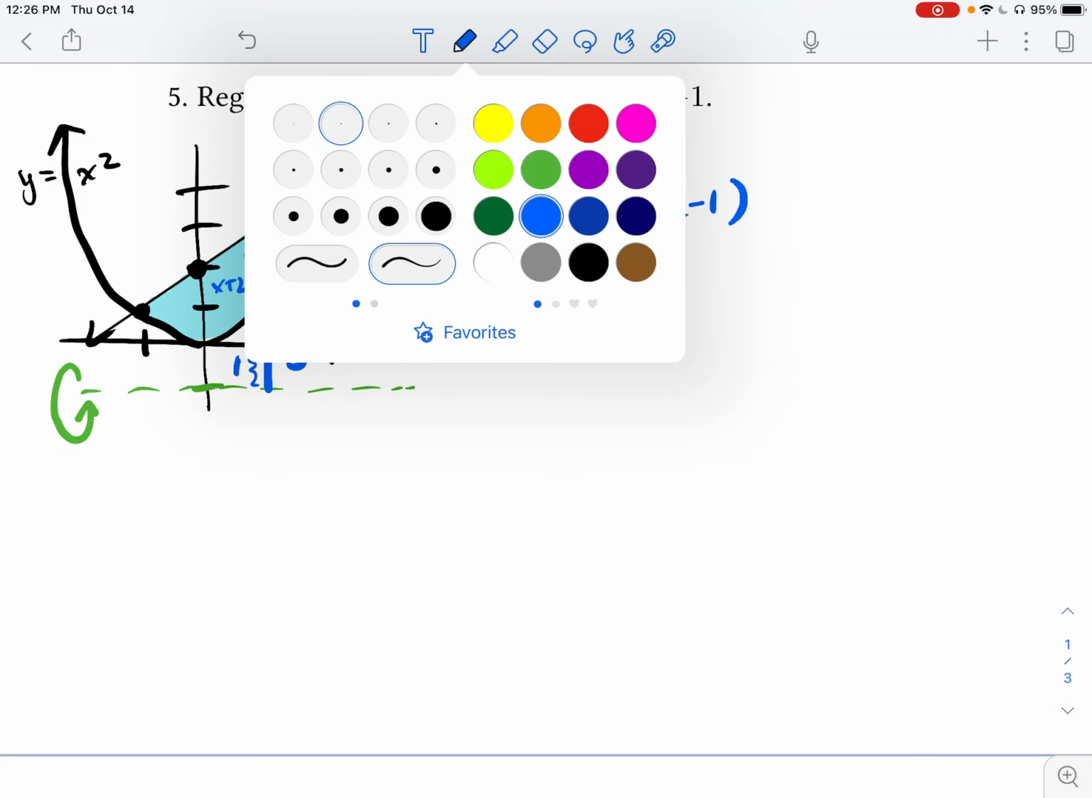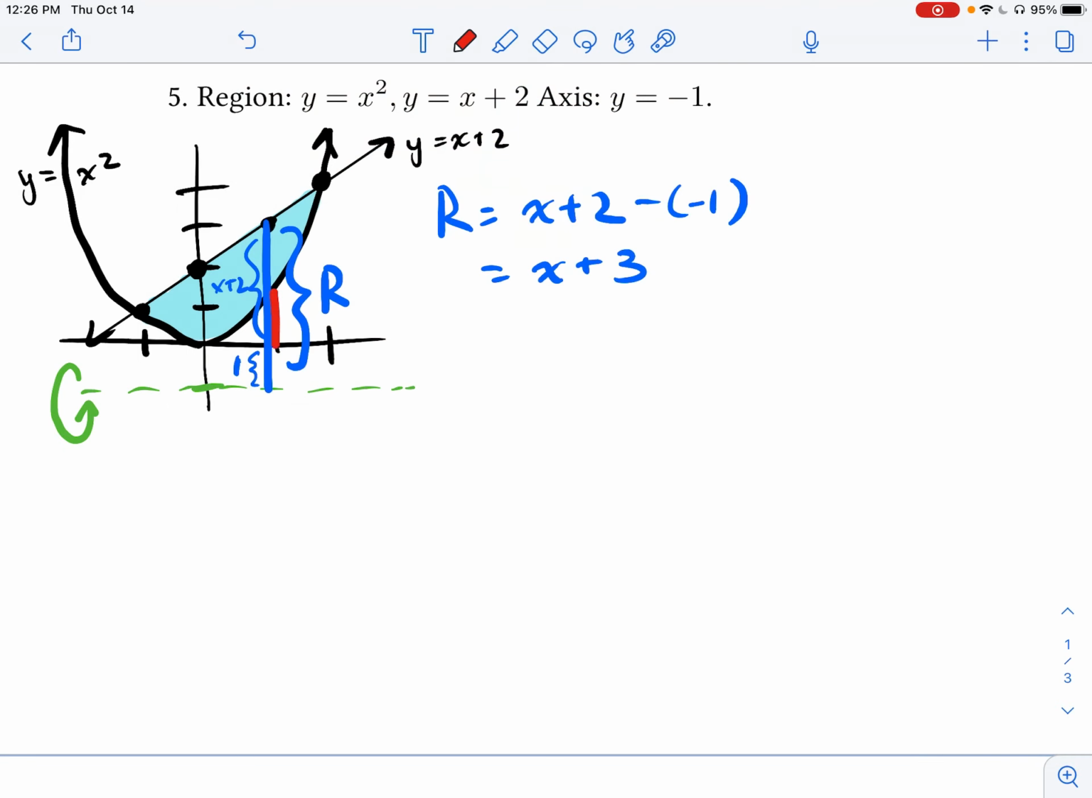Okay? Now, what about my smaller radius here? From here to here, same idea. I know that this distance here is still 1, and this distance here is going to be the height given by my function x squared. So we can say x squared, again, minus -1, or x squared plus 1. They'll both give us this here.